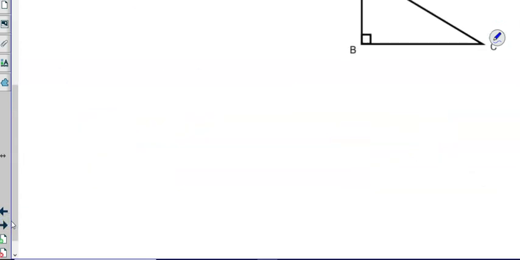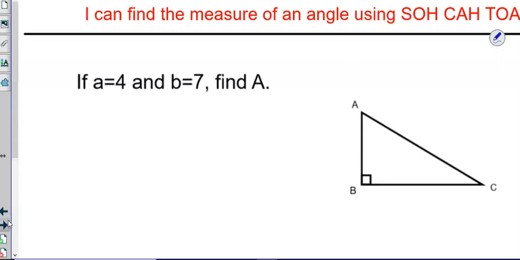Alright, I'm gonna actually skip that one and go to this one. Alright, so this time we're given two sides and asked to find an angle. These ones are actually a little bit easier than the regular trig stuff because you don't have to do much algebra. You just kind of set it up and type something into your calculator.